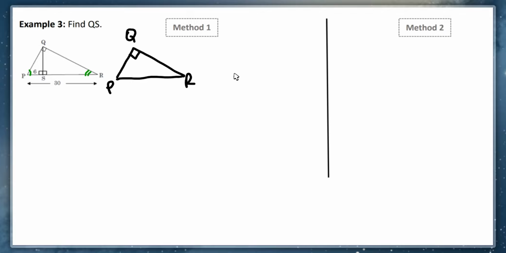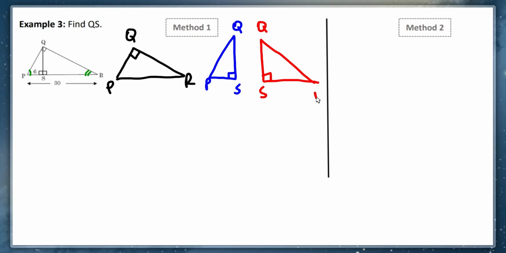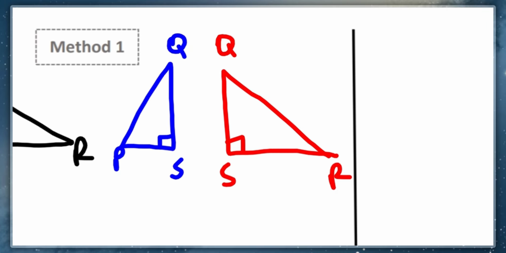We have the next triangle here as this small one here, which will have a right angle here. This is triangle PSQ. Right, so PSQ is this triangle here. And then the last triangle that we have is the medium triangle here, which will be triangle QSR. So we've separated out all 3 triangles, and then let's go ahead and go through the correct steps here.